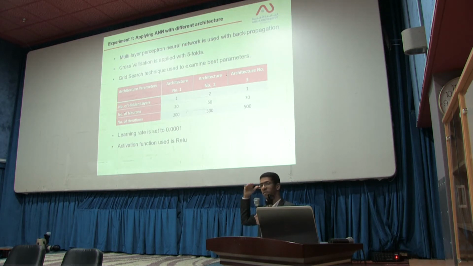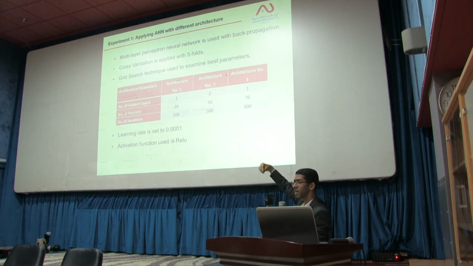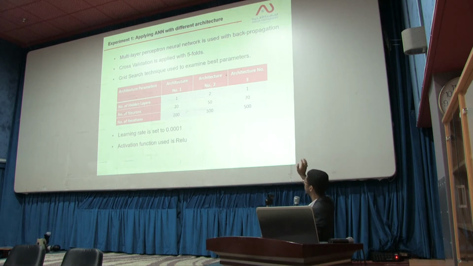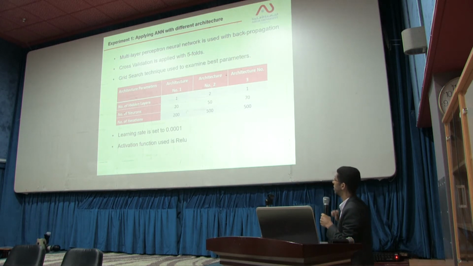So we have 20% of features selected in the previous stage, and they will come here as an input and will be passed to the hidden layer, which has, for example, in the first architecture, 20 neurons, in the second architecture, 15 neurons, and in the third architecture, 70 neurons.